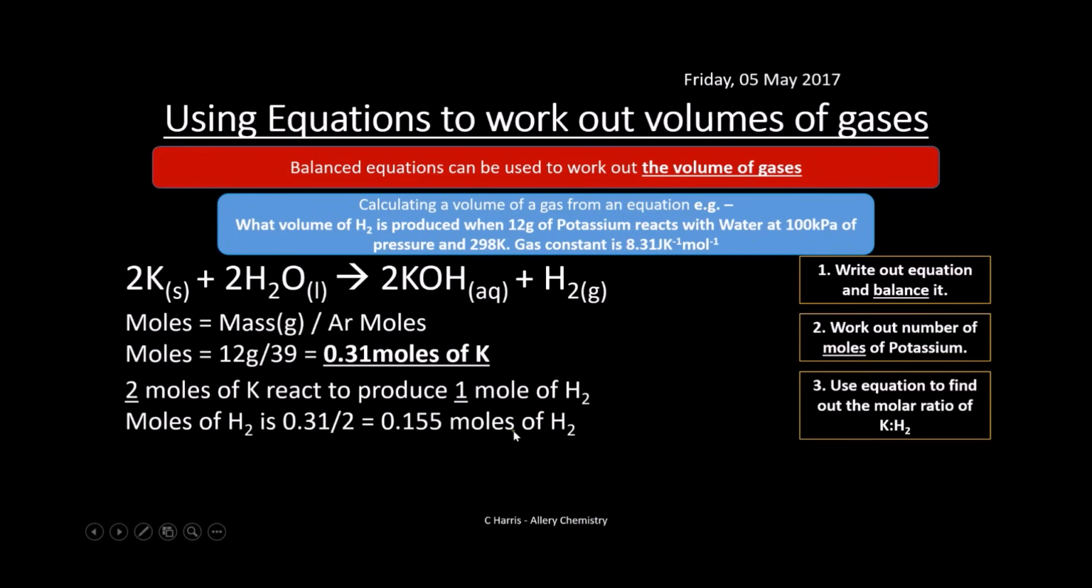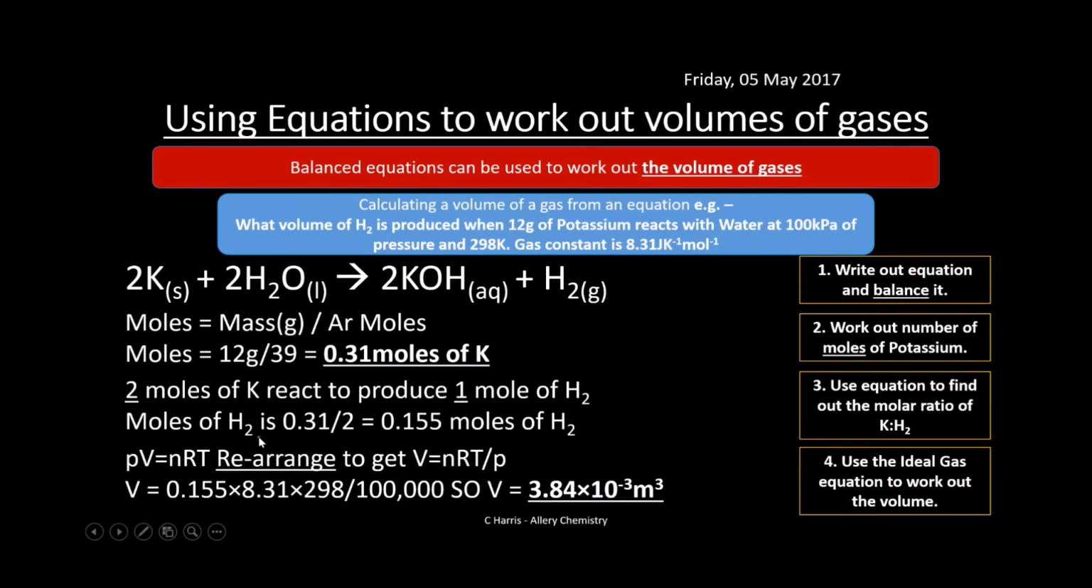We've worked out the moles of hydrogen because from that we can now work out a volume. So use your PV equals nRT because we're dealing with gases here. Rearrange it to get V equals nRT over P. So volume is number of moles, which we've just worked out, times the ideal gas constant, times the temperature, we were told the temperature is 298, divided by the pressure, which is 100 kilopascals. Remember to convert to pascals, 100,000. So the volume is 3.84 times 10 to the minus 3 meters cubed.